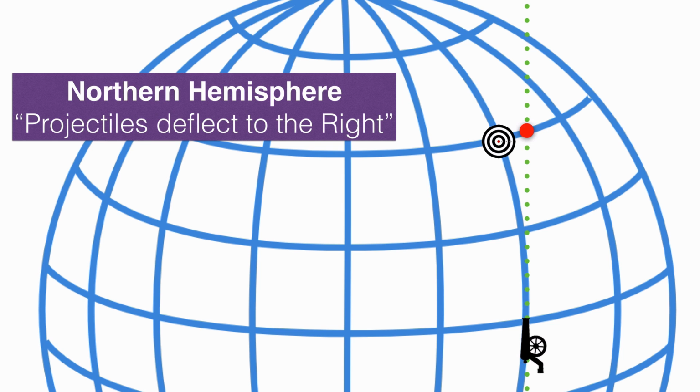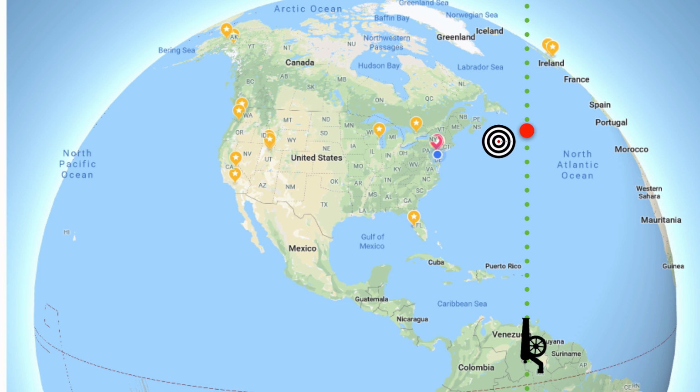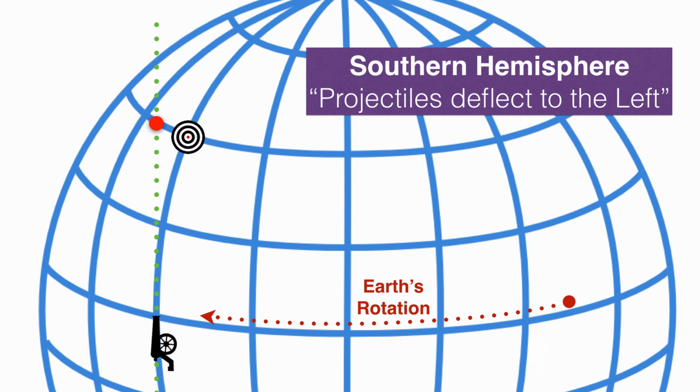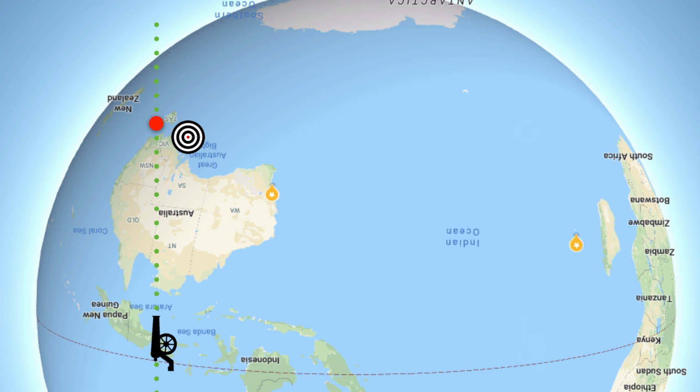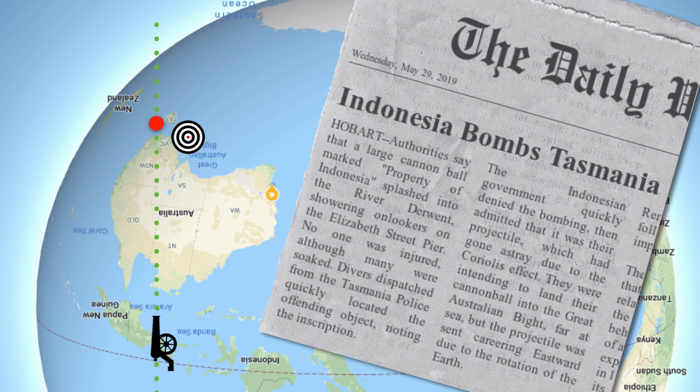So in the northern hemisphere, projectiles deflect to the right. All right. Well, what if you flip the globe upside down and have the south pole at the top? The Earth's rotation is going in the other direction. Well, projectiles will deflect to the left, as we see in this case. So if you're shooting a cannon over Australia, you might have an accident. So you just have to be careful that you're taking the Coriolis effect into consideration.